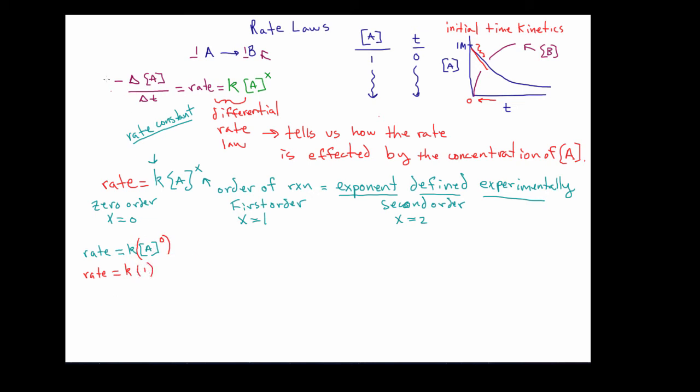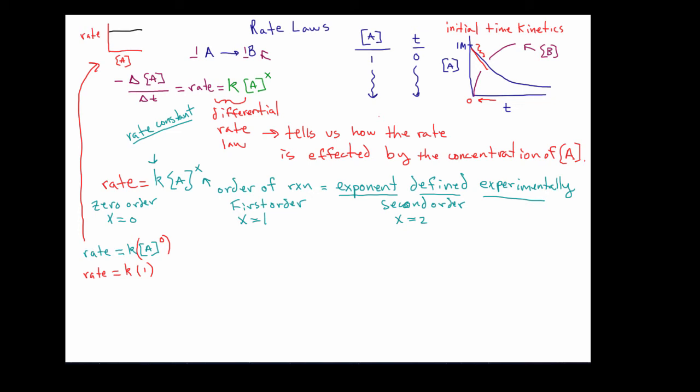So if we were to plot, I'm going to squeeze this in up here. If I was to plot the rate of the reaction versus concentration for a zero order reaction, what you're going to see is a horizontal line here. And the reason for that is because you can change the concentration of A all you want for a zero order reaction, and nothing's going to happen to the rate.